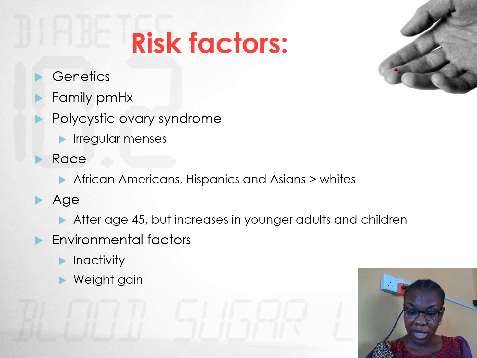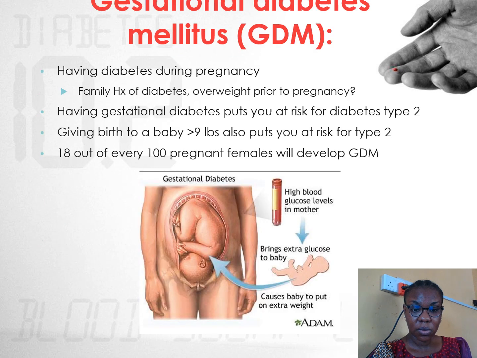The usual age of onset is after 45, but now it's increasing even in younger adults and children because of a change in lifestyle. Then some environmental factors like inactivity, those who live a sedentary lifestyle, and those who have gained a lot of weight, they're also at risk of developing type 2 diabetes mellitus.